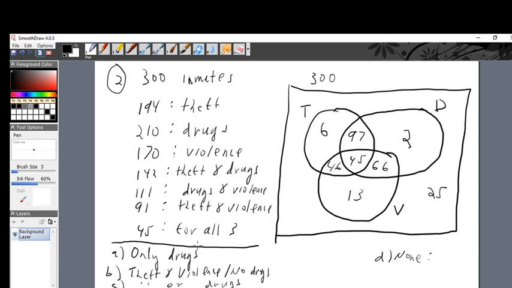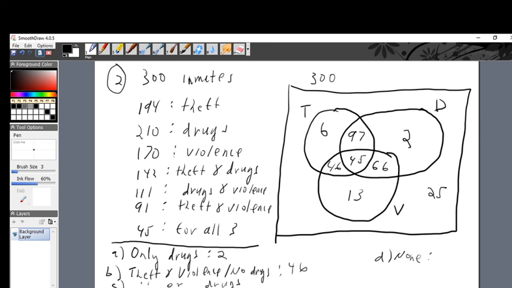Let's answer all our questions. Only drugs. The answer is, look it up over here, it's 2. Theft and violence, no drugs. Theft and violence is right over here, but no intersection with the drugs, so it's 46.